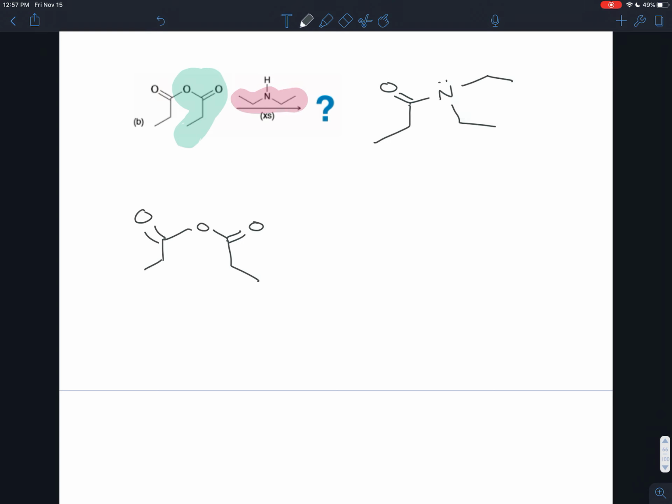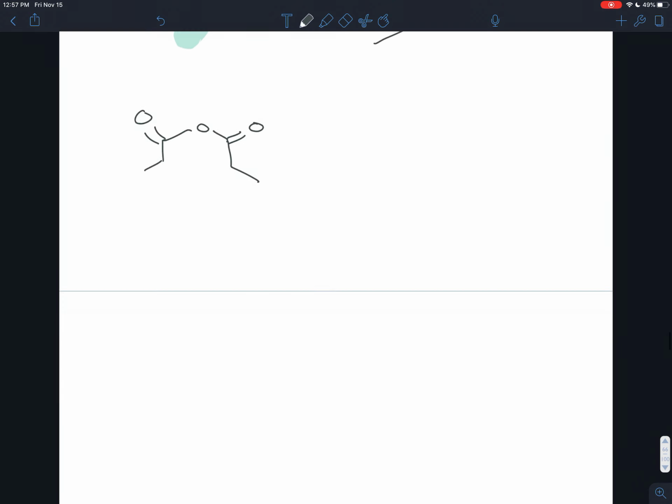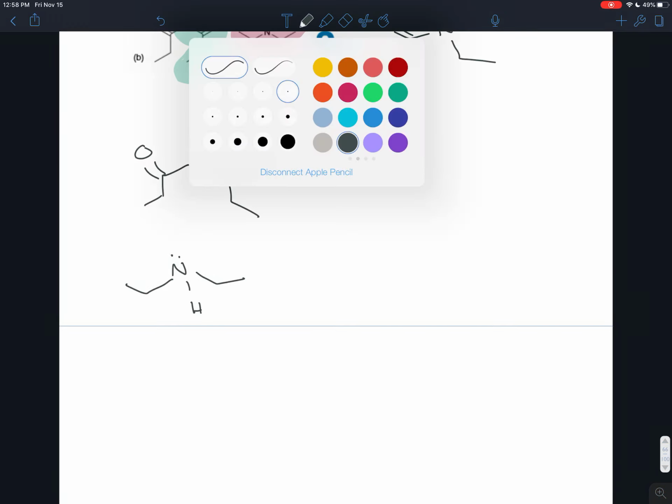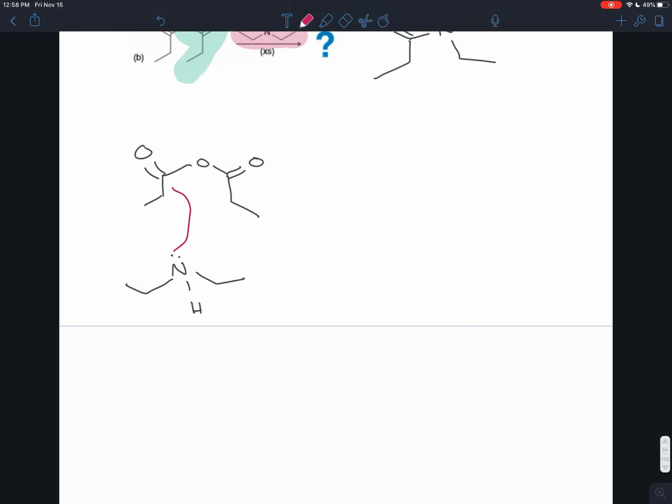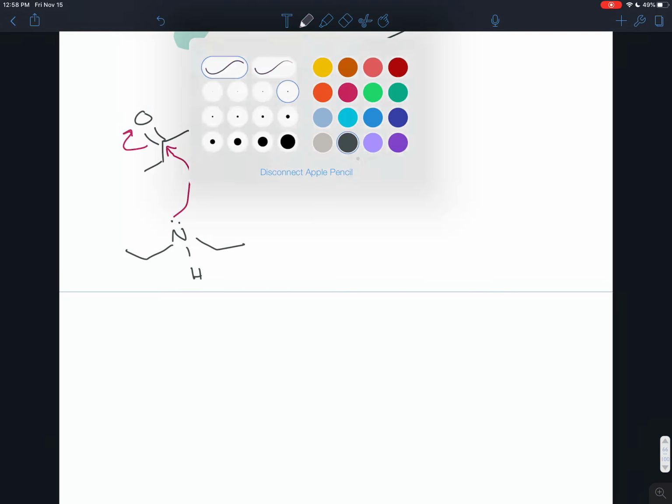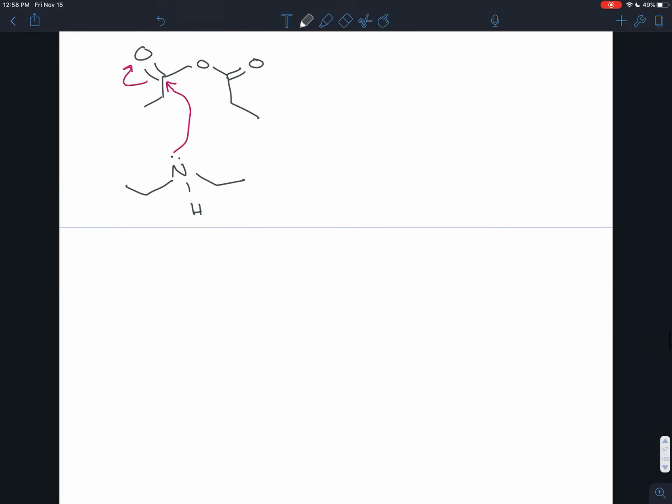The first thing is the nucleophile attacks the carbonyl carbon. So we have these two ethyl groups here and a hydrogen. This nucleophilic nitrogen with a slight negative charge swoops in, attacks the carbonyl carbon, and kicks the electrons in the pi bond up. So, nucleophilic attack.